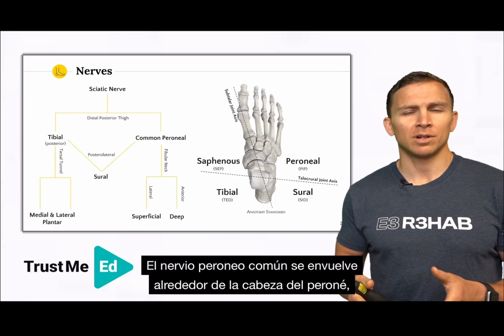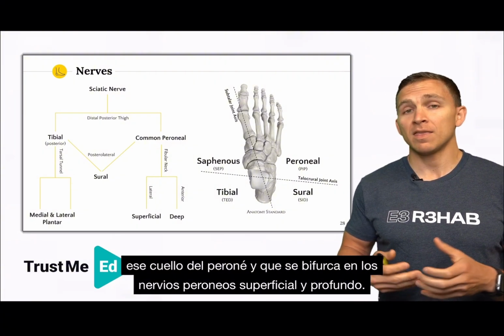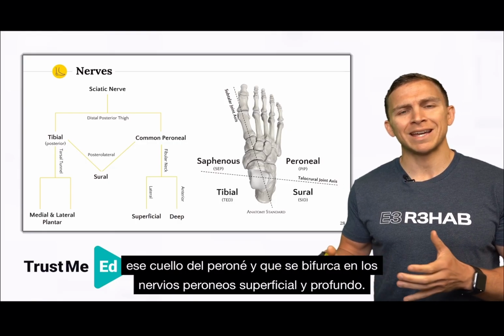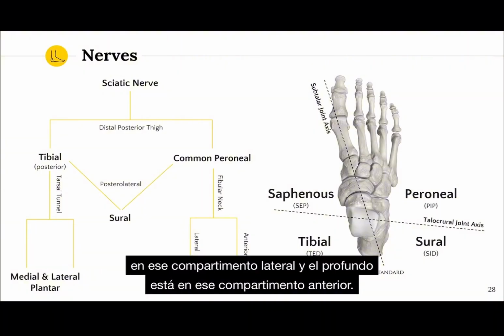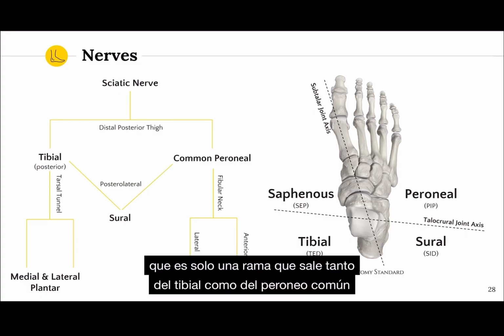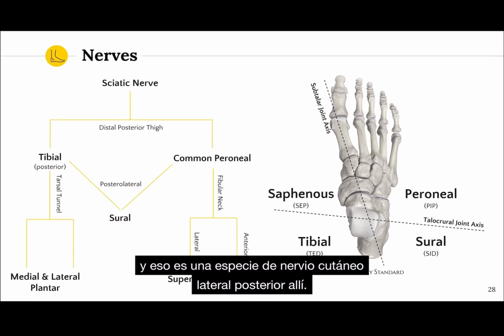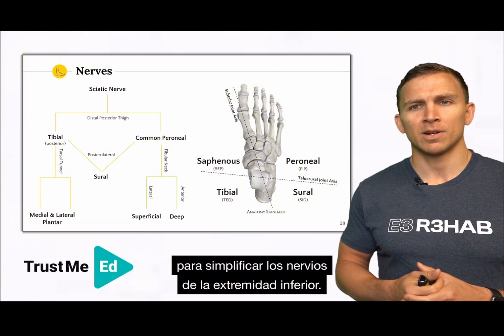The common peroneal nerve kind of wraps around that fibular head, that fibular neck, and that splits into the superficial and deep peroneal nerves. And the superficial one is lateral in that lateral compartment, and that deep one is in that anterior compartment. Then you can also see the sural nerve, which is just a branch that comes off of both the tibial and common peroneal, and that's kind of a posterior lateral cutaneous nerve there. So just a little bit of a schematic to simplify the nerves of the lower extremity.